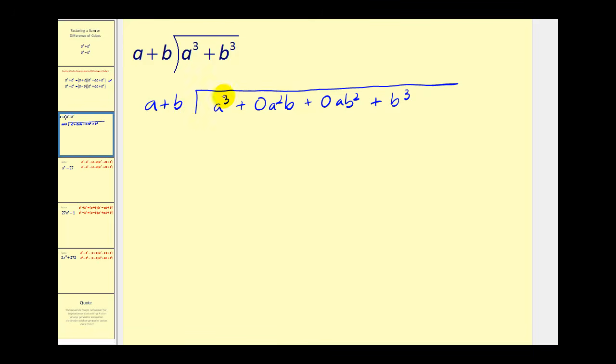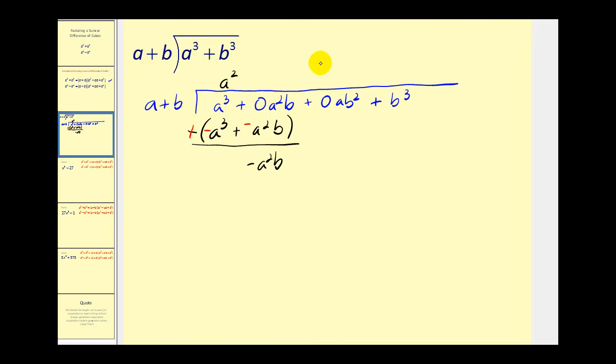What times a will give us a cubed? Well, that would be a squared. Now we multiply a squared times the quantity a plus b. That would give us a cubed plus a squared b. Now remember, when you're performing long division, you actually subtract each time. But instead of subtracting these, what we're going to do is add the opposites. So we'll change this to addition. That will become negative, and that will become negative. So the result here is negative a squared b.